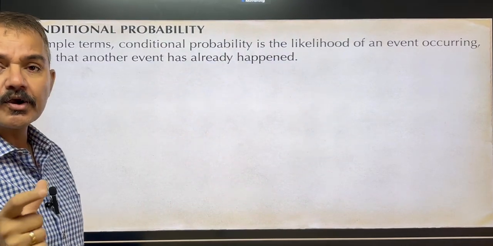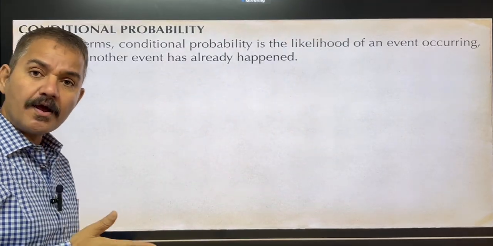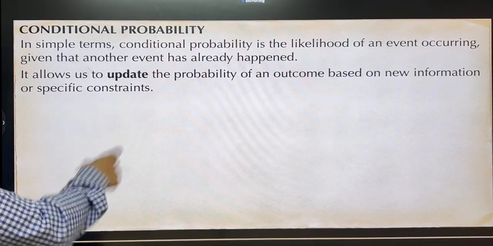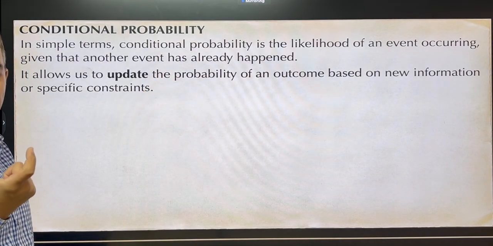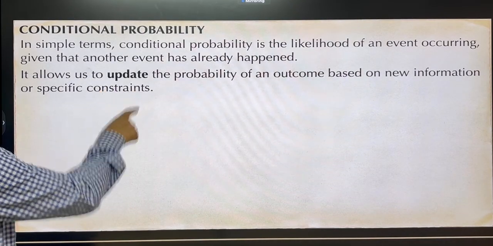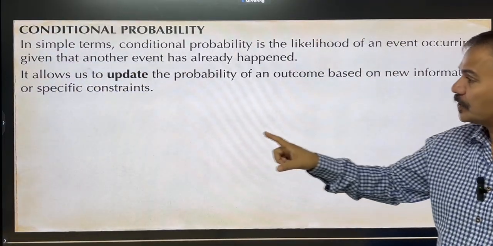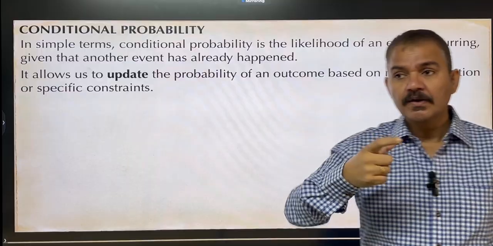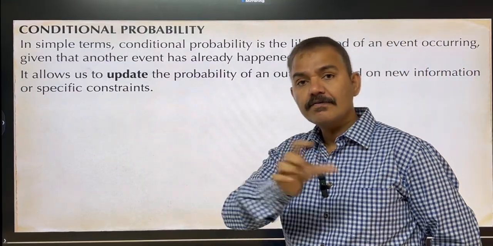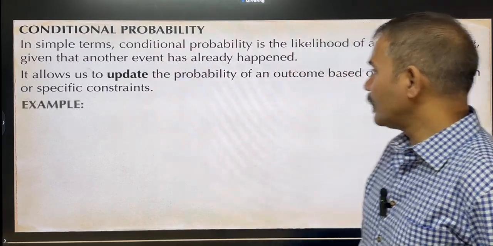Here the most important thing is to identify that there are two events out of which one has already happened. Now, when one has already happened, you need to update your sample space on the basis of which event has already happened. So it allows us to update the probability of an outcome based on new information or specific constraints. New information means we'll be given that some event has already happened. According to that, we will adjust the sample space.